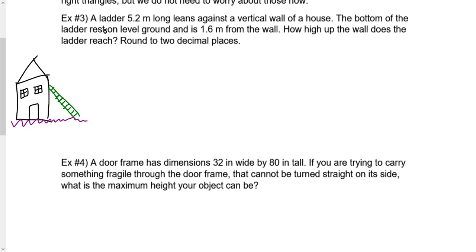Anyways, let's see what parts of this we're making. We have a 5.2 meter ladder and it leans against the vertical wall. The bottom of the ladder rests 1.6 meters away from the wall. How high up the wall does the ladder reach? So we have a ladder which is 5.2 meters long. The bottom of the ladder is 1.6 meters away from the wall, so that's our 1.6. We're trying to find out how high up the wall this is. Now we do have a right angled triangle right here.